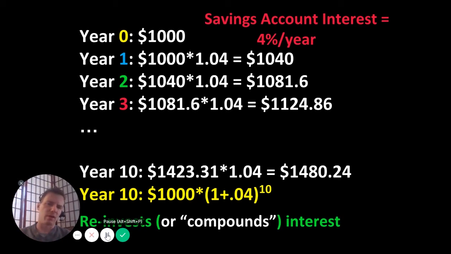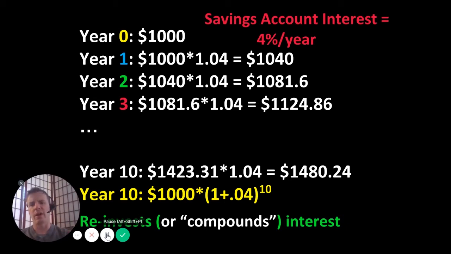And so $1,081.60 becomes the beginning-of-year funds in year 3, which we are earning 4% on, and so forth and so on. You can go from year 1 all the way down to year 10. And what we have at the end of year 10 is $1,480.24.